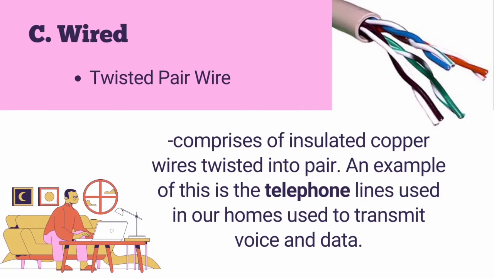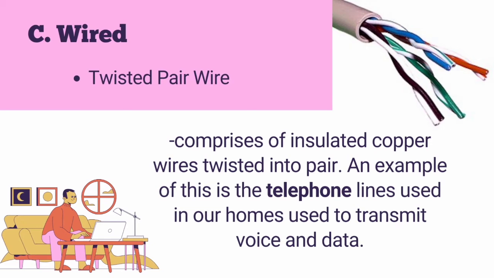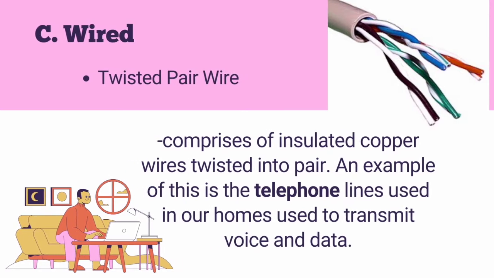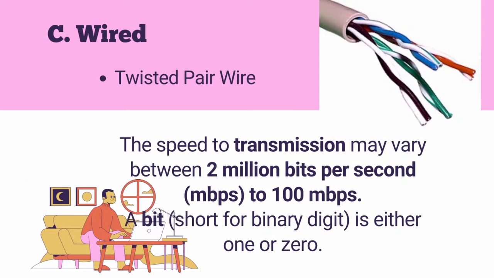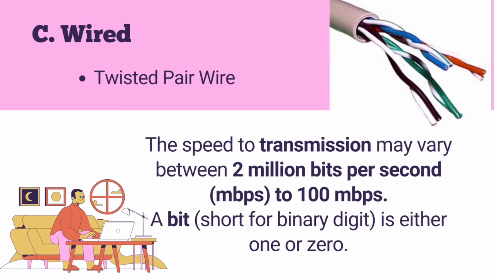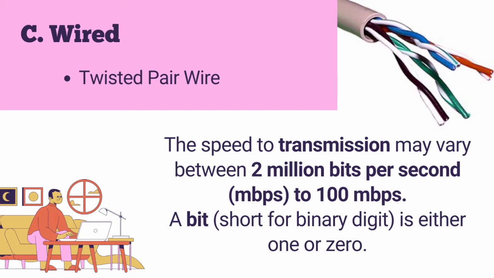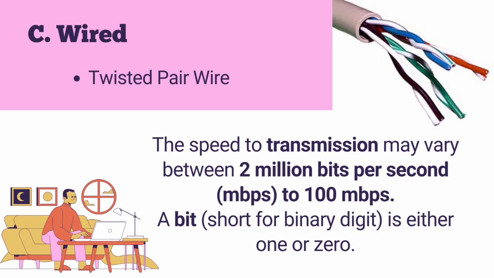So first, we have wired. In wired, we have twisted pair wire. Twisted pair wire comprises insulated copper wires twisted into pairs, meaning two wires. An example of this is the telephone lines used in our homes, used to transmit voice and data. The speed of transmission may vary between 2 million bits per second to 100 million bits per second. A bit, short for binary digit, is either 1 or 0. So that is the twisted pair wire.